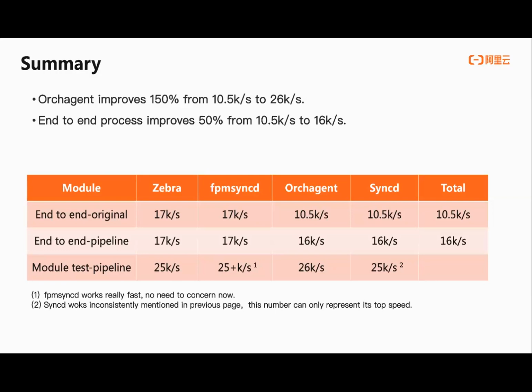Hi, I have a question. For the end-to-end pipeline and the module test pipeline, why is the performance of Zebra different? Like I mentioned before, it might be some CPU scheduling issue, like there are too many threads running, and they might take CPU away from Zebra. I will try to separate Zebra from other threads to see if it works better.